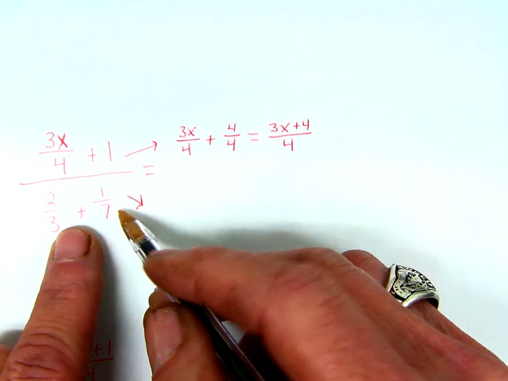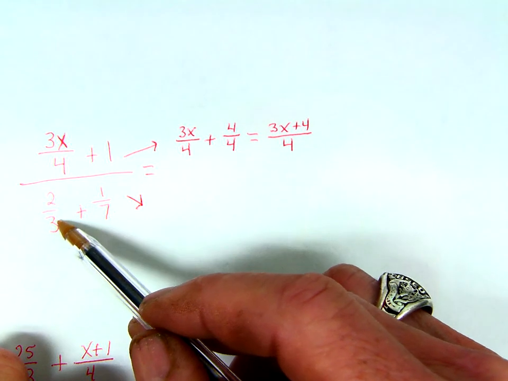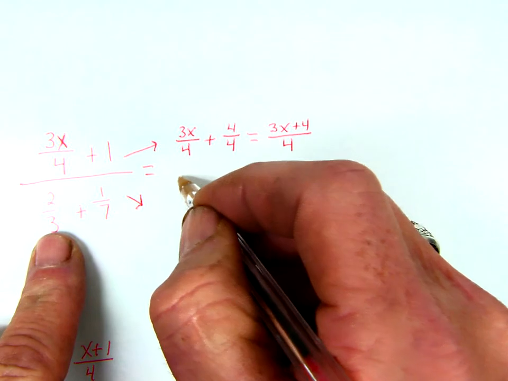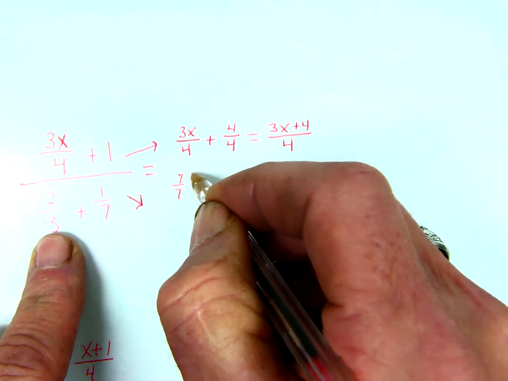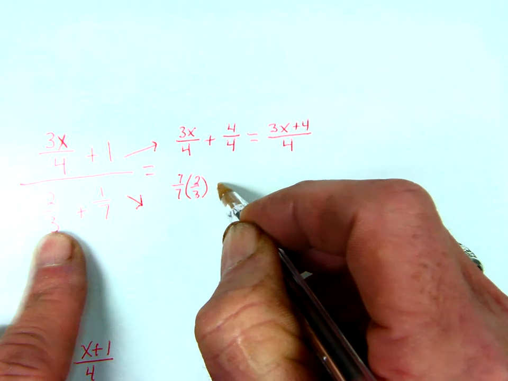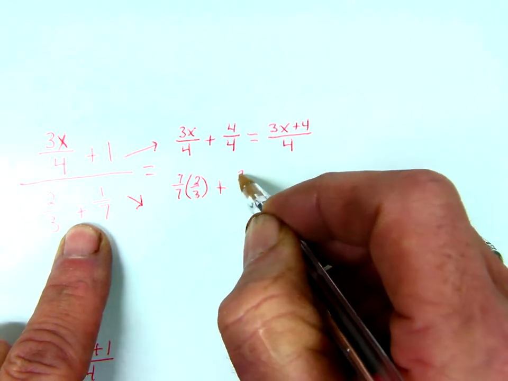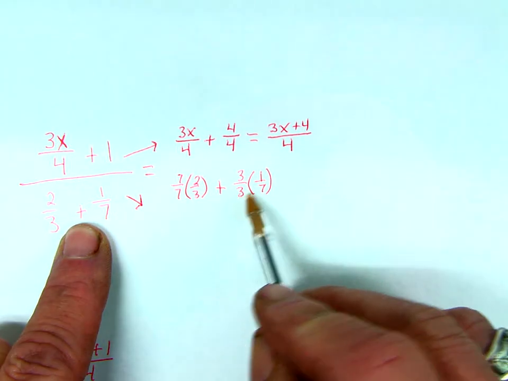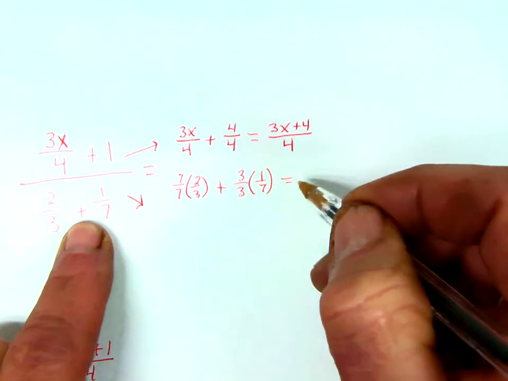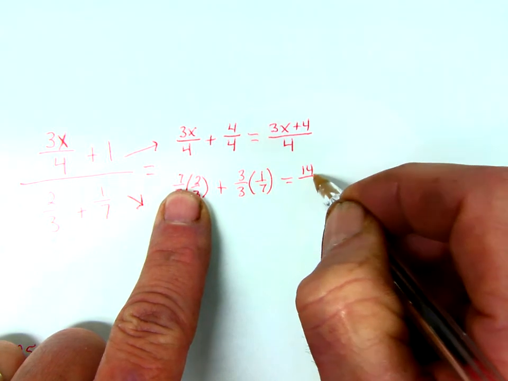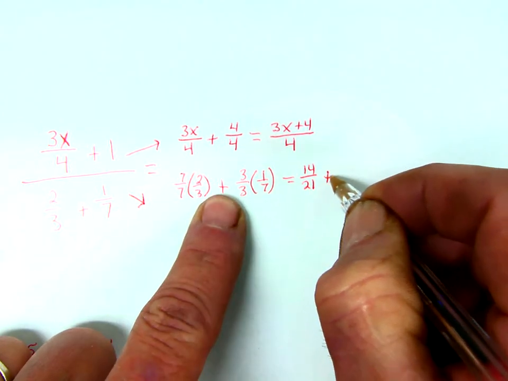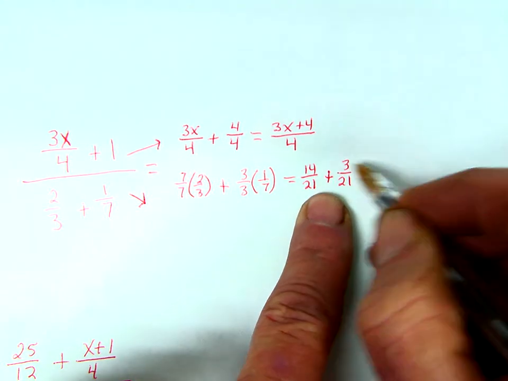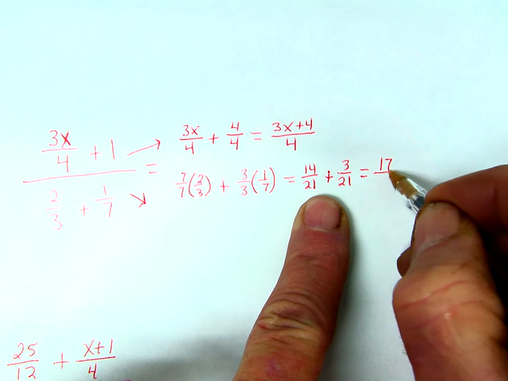All right, now the bottom. Multiply the top and the bottom of this one by 7. Multiply the top and the bottom of this one by 3. So 7 over 7 times 2/3 plus 3 over 3 times 1 over 7. It doesn't matter which one of these you put in parentheses, it means times. So 14 over 21 plus 3 over 21 equals 14 plus 3 is 17 over 21.